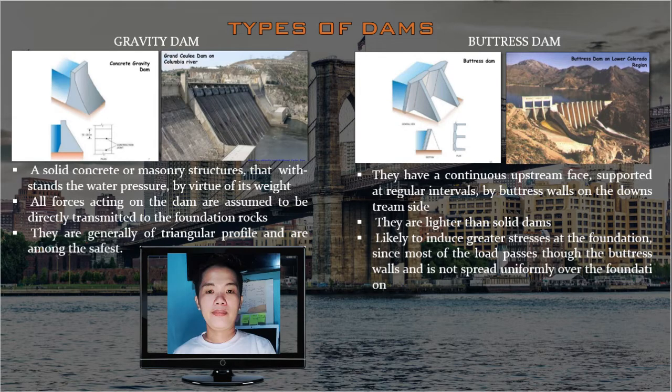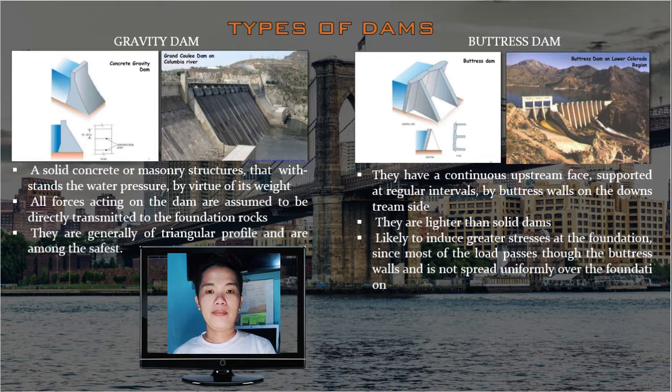Types of dams. The first one is a gravity dam, one of which is the Grand Coulee Dam on Columbia River. It is a solid concrete or masonry structure that withstands the water pressure by virtue of its weight. All forces acting on this type of dam are assumed to be directly transmitted to the foundation rocks. They are generally of triangular profile and are among the safest.